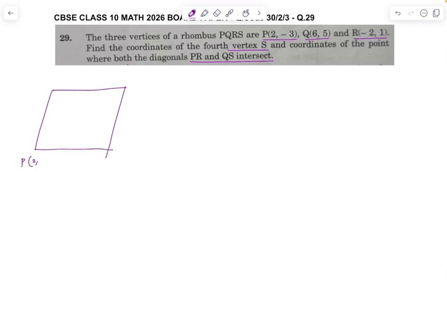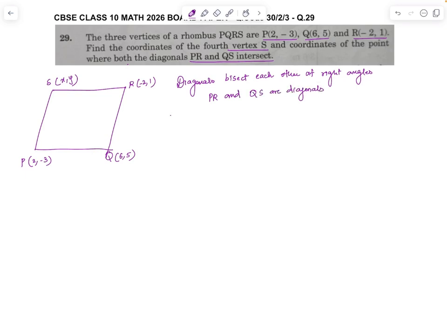P is (2, -3), Q is (6, 5), R is (-2, 1) and S is what we have to find out. Let's keep it as (x, y). The diagonals of a rhombus bisect each other at right angles. So on this basis we will solve this problem. Here PR and QS are the diagonals. Based on this property, the midpoint of QS is equal to the midpoint of PR.